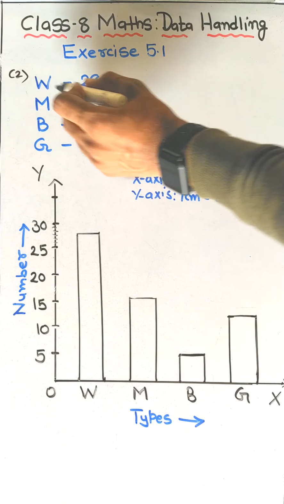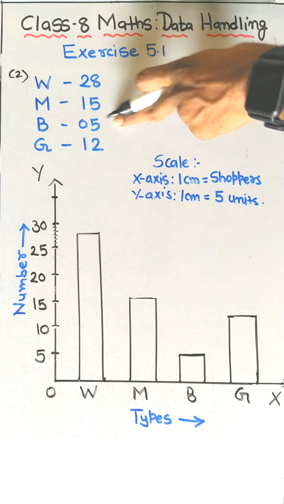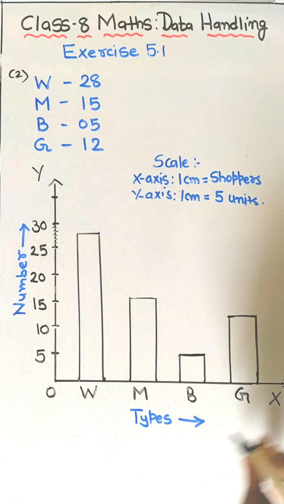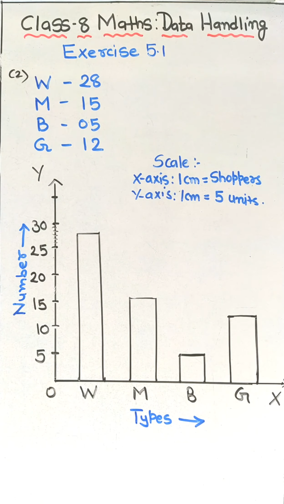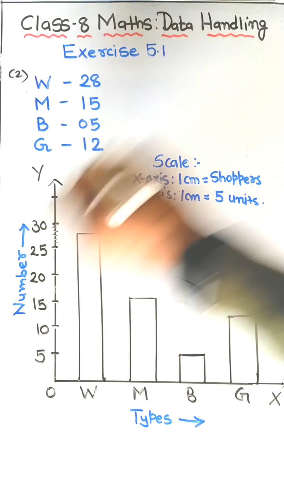We already have the information of woman 28, man 15, boys 5 and girls 12. So what we did, we prepared the graph. This you have to do in your graph paper or graph book. For your convenience, I have shown an example of how you can draw this. On x-axis you take the type of shoppers and on y-axis you take the number of shoppers, starting from 0, 5, 10, 15, 20, 25, 30.